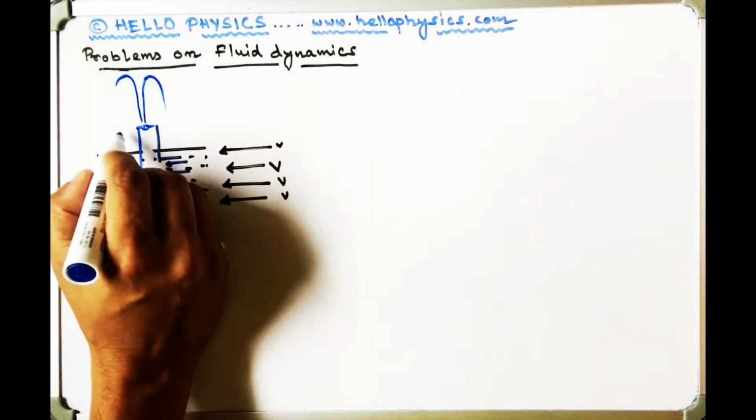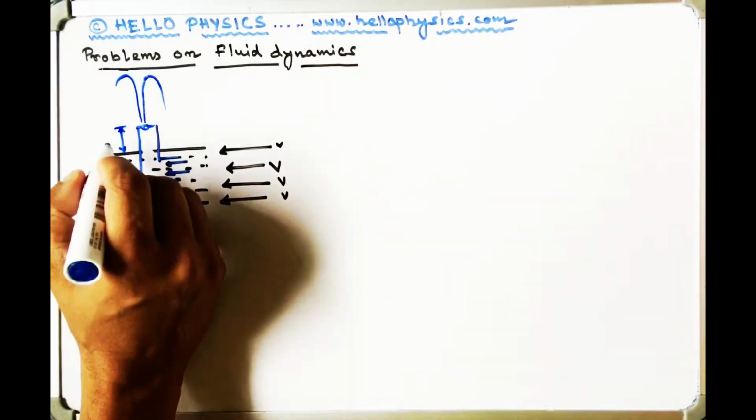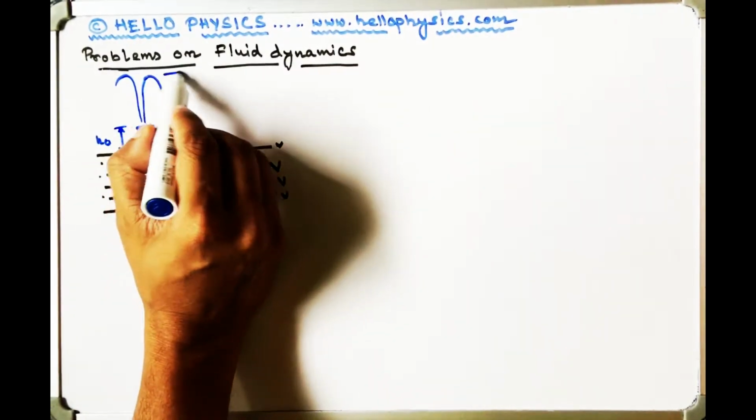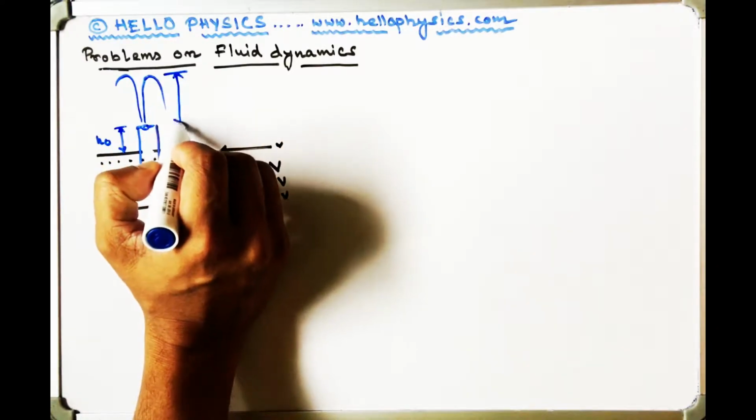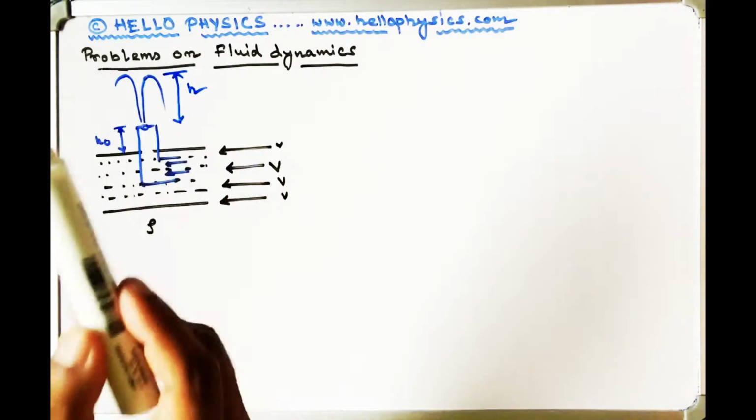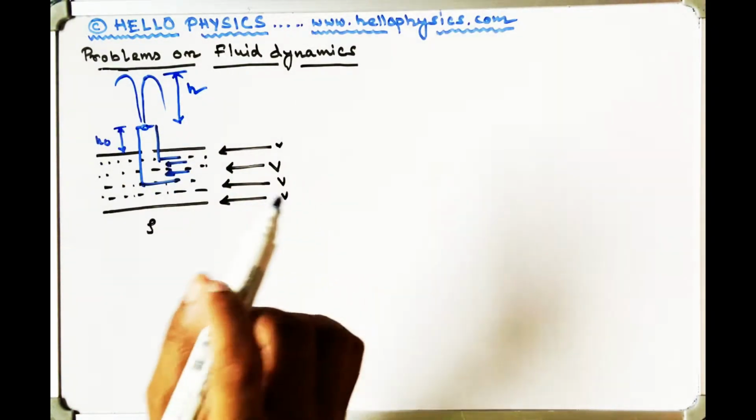Now the height of the L-shaped tube from the surface of the fluid is equal to h0. What you need to do is find out what is the maximum height till which the fluid reaches from the surface of the L-shaped tube. I hope the problem is clear.